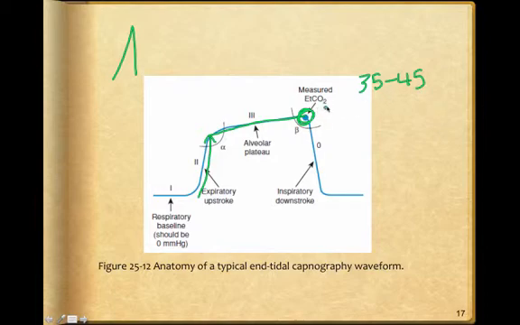Let's say that this number here, where I put that circle, was 40. That's what would read on your monitor. And then as your inspiration occurs, it kind of bottoms this out because the machine doesn't see any more CO2. So this is kind of a reverse inhalation here, or what we normally would see on the pleth monitors that would show us those actual waveforms.